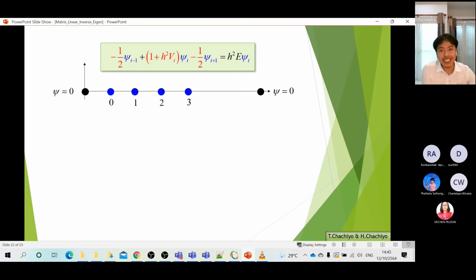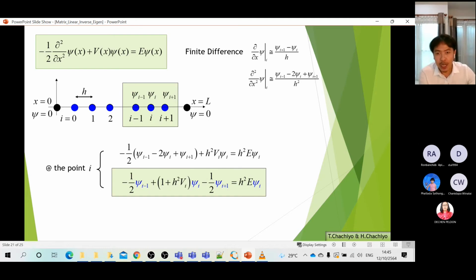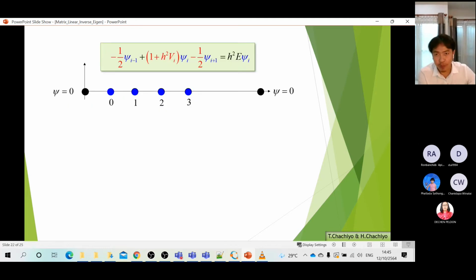I have painted the unknown with the blue color, and I also painted the coefficient with the red color here. We have minus 1/2 multiplying psi on the left, minus 1/2 multiplying psi on the right, and so on. Now, what's the next stage?